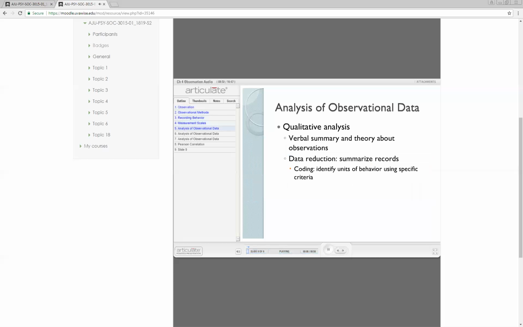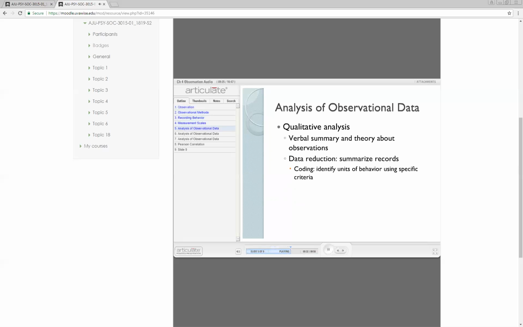So if we collect qualitative data, we're collecting some kind of verbal summary. We do this with various types of data where we're looking overall and making some kind of verbal summary about what's going on. We're not looking at it in terms of numbers. Qualitative is about the quality of the behavior. When we're looking at this, we might be looking at huge transcripts of interaction records, and we have to reduce the data, so we have to summarize the record.